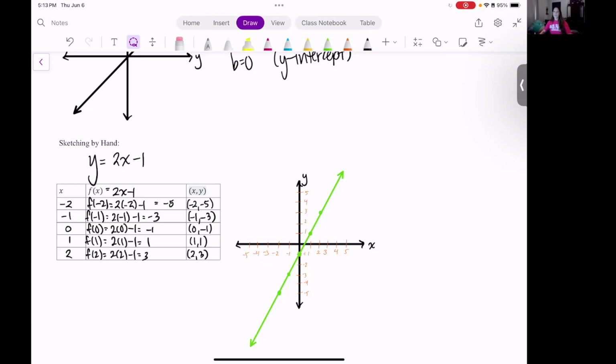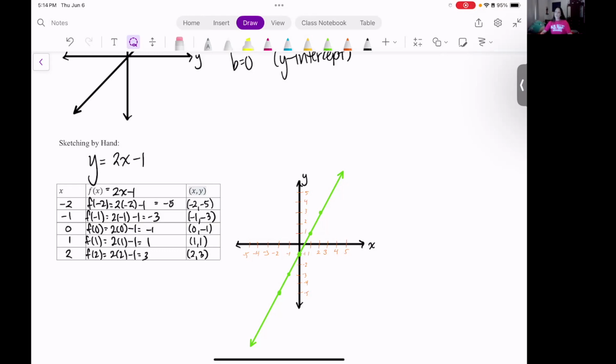If I wanted to graph using the slope, I plot my y-intercept and then I use my slope to create new points. That's the next level of graphing. I encourage you to look into graphing by slope and intercept if you haven't done that before.